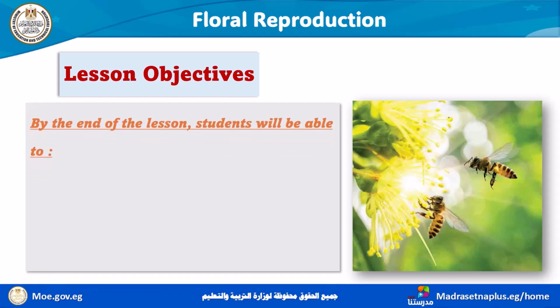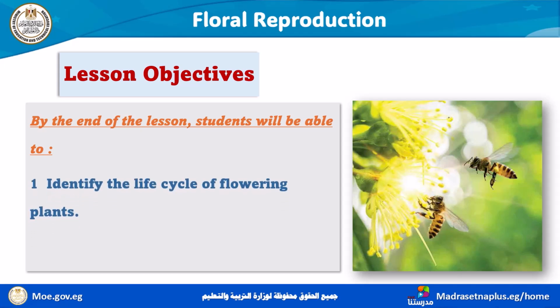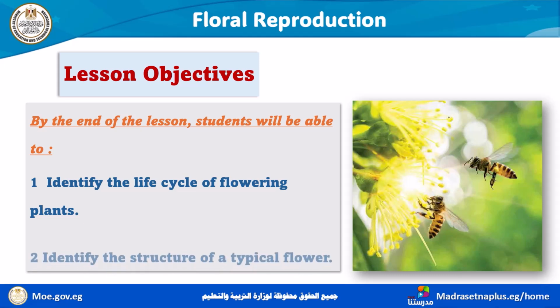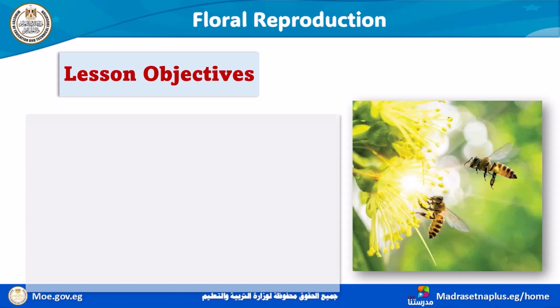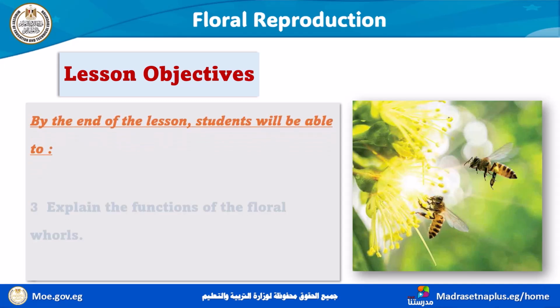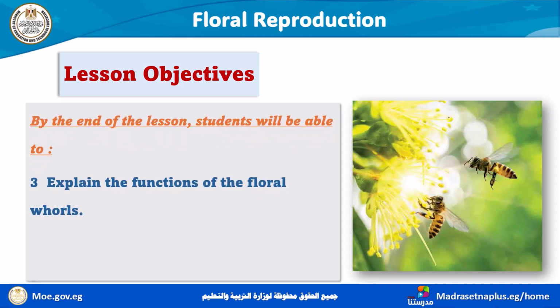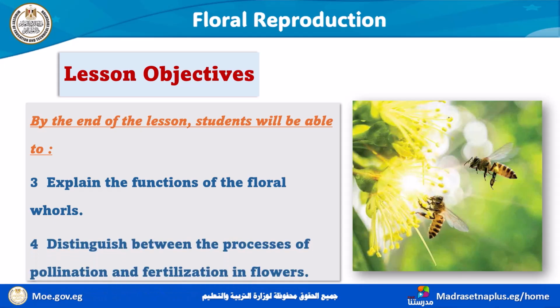By the end of our lesson, you will be able to identify the life cycle of flowering plants, identify the structure of a typical flower. Also, you will be able to explain the functions of floral whorls, and distinguish between the processes of pollination and fertilization in the flowers.